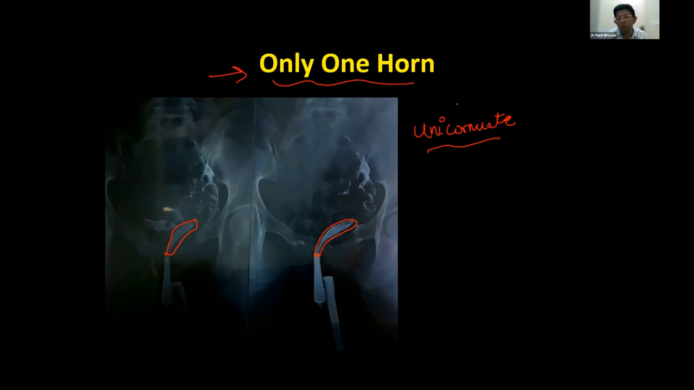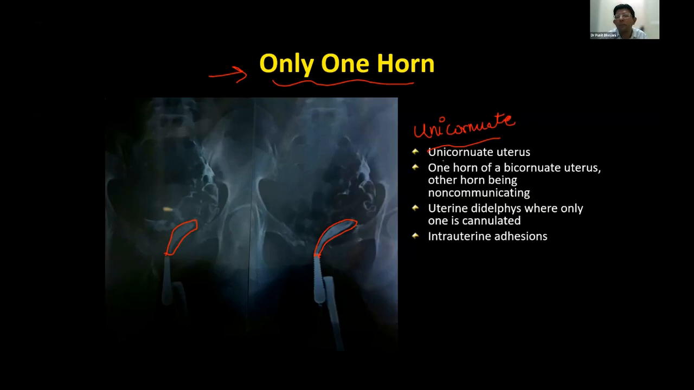Or it could also be, very rarely, as you can see, that it is a unicornuate most of the time. Yes, correct, Aditya Nimbarkar. So it could also be one horn of a bicornuate with a non-communicating horn. You say the obvious things first, and uterus didelphys, where only one side is cannulated.